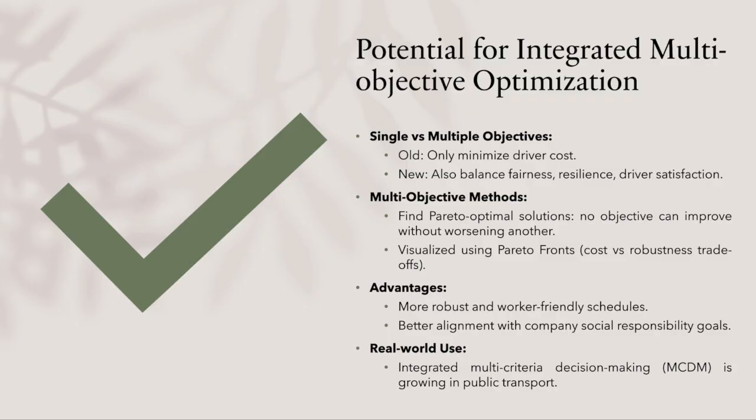Now let's take a step further and discuss multi-objective optimization. In the old-fashioned way, most scheduling focused on minimizing the cost, specifically the driver cost. However, today's systems need to balance multiple objectives. It's not just about the cost, it's about fairness, resilience, and driver satisfaction as well.